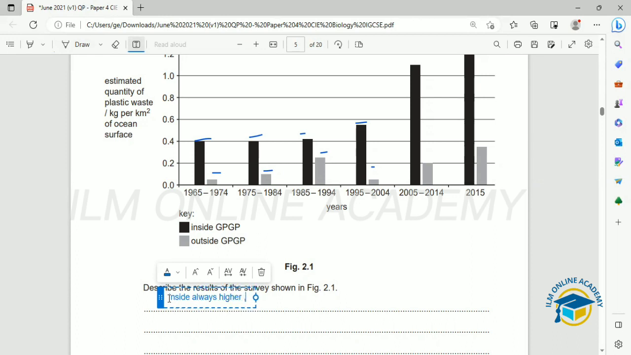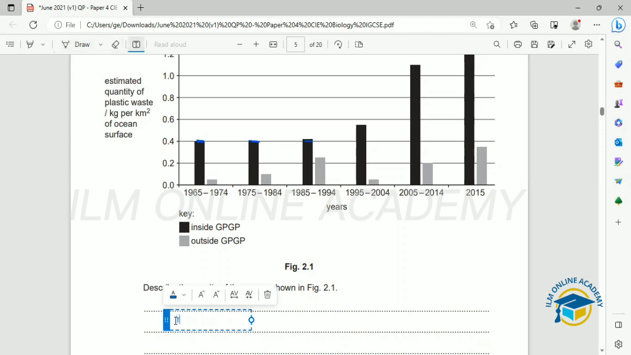Then if we are to compare, just a minute. Okay, so from 1965 to 1974, 1975 to 1984, and till approximately 1985 to 1994, right? The quantity of plastic waste inside the GPGP is constant. So you can say from 1965 to 1984 or 1994, that is constant, right? The quantity of plastic waste.